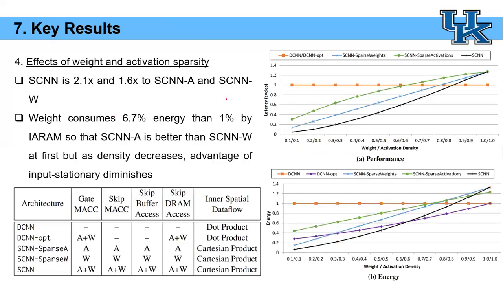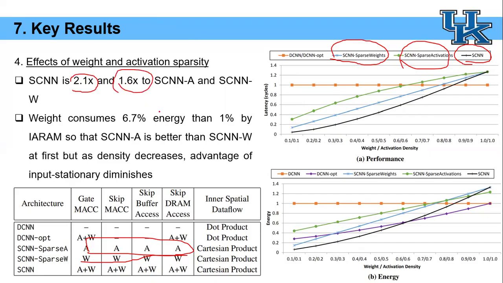They also analyze the effect of weight sparsity and activation sparsity. So they did the same as SCNN for only weights, and for only activations, and the entire one has both. What they found, as you can see here, is that SCNN using both would be 2.1 times and 1.6 times more efficient than SCNN activation and SCNN weights, and actually consumes less energy, right?